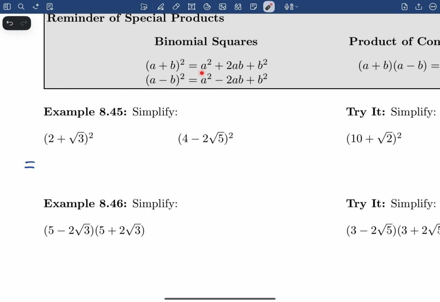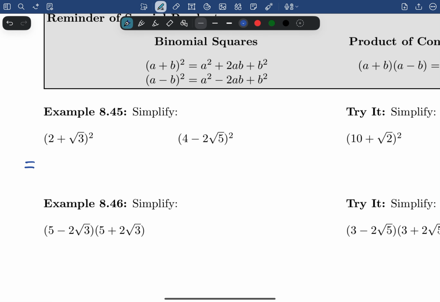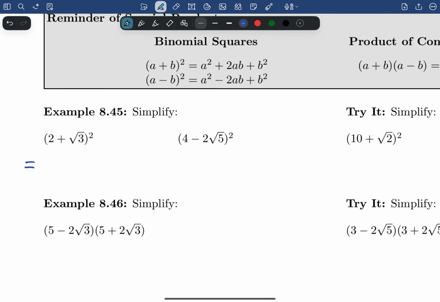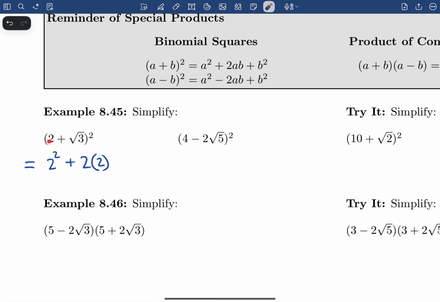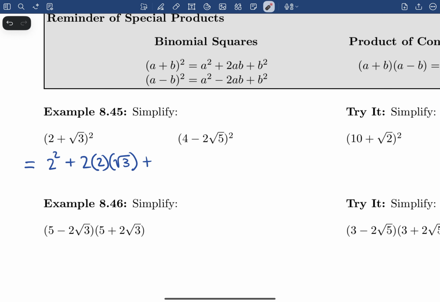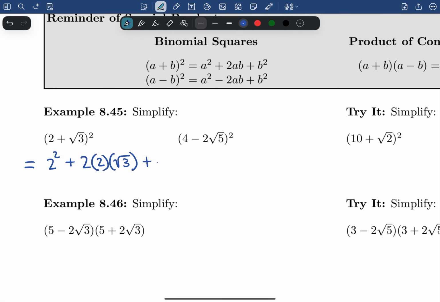I'm just going to use this formula since I know it pretty well. So I'm going to take the first value and square it. In this case, it's 2. I square it. Now I'm going to add 2 times a, which in this case is 2, right? A is 2, times b, which is the square root of 3. And then I'm going to add b squared, right? So I'm moving on to this stuff right here. And b is the square root of 3. So I add the square root of 3 squared.